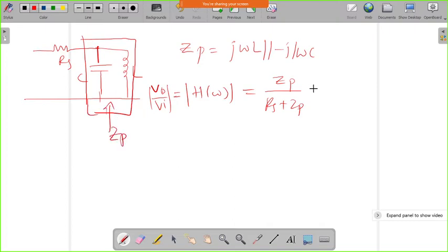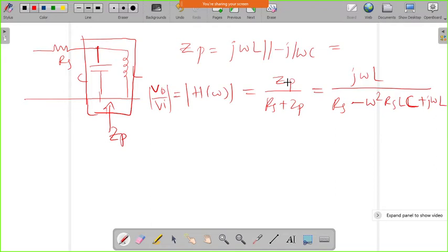Now what is ZP? ZP is nothing but j omega L, which is parallel with respect to 1 over j omega C. If you substitute, taking the parallel combination of j omega L and minus j by omega C divided by the addition of these, you are going to get j omega L divided by Rs minus omega square Rs LC plus j omega L. This is the combination.